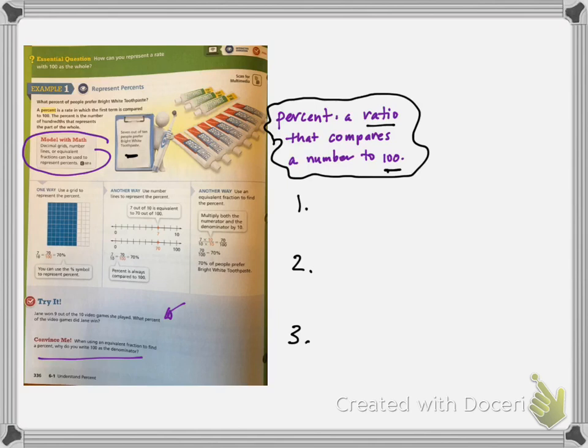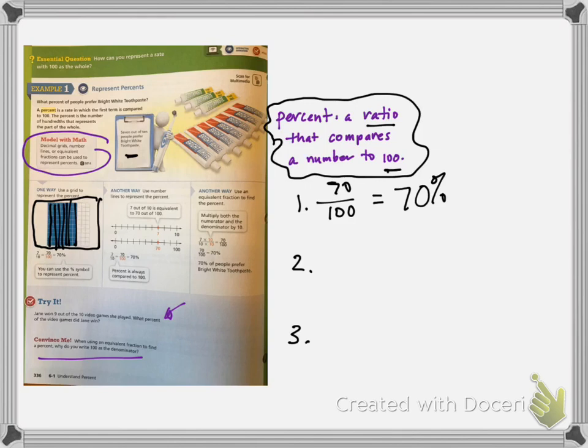The first way is to use a grid. So if you have a grid like this one that's divided into 10 rows and 10 columns, or a 100 grid, if you wanted to show 7 out of 10, each of the rows is 10. So 10, 20, 30, 40, 50, 60, 70. So that would be 70 out of 100 is shaded. And we just keep that 70 as the percentage because percent means per 100 or out of 100.